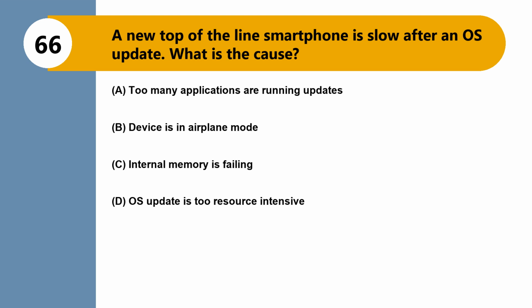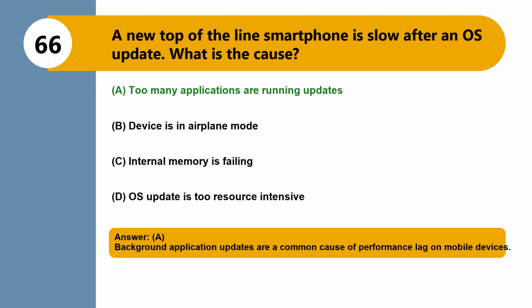Question 66. A new top-of-the-line smartphone is slow after an OS update. What is the cause? Option A, too many applications are running updates. Option B, device is in airplane mode. Option C, internal memory is failing. Option D, OS update is too resource intensive. The correct answer is option A, too many applications are running updates. Background application updates are a common cause of performance lag on mobile devices.